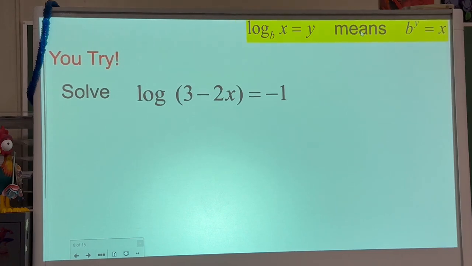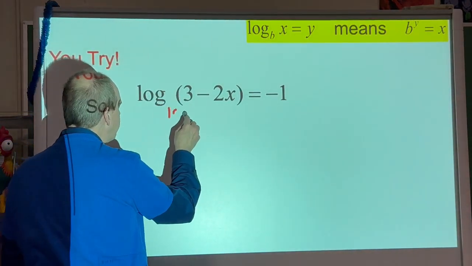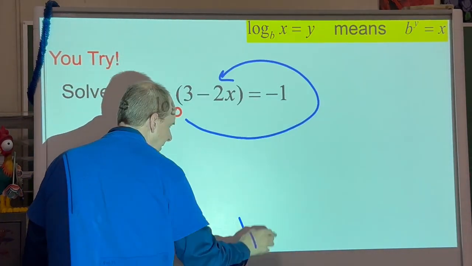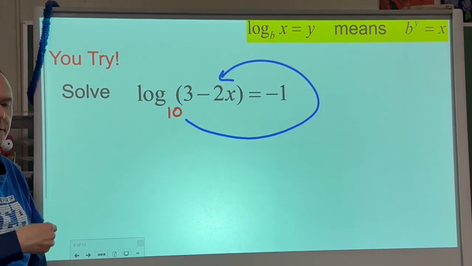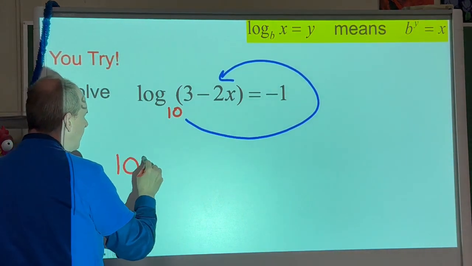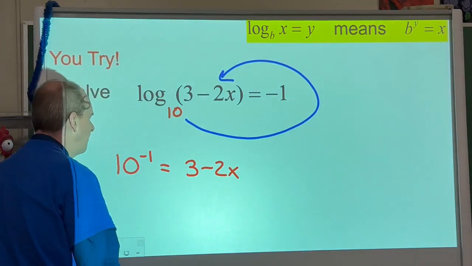You try. Find x. Fill in your common base here and use your loop to help set it up. Hit pause, come back in a minute, see if you got it right. Welcome back. 10 to the negative 1 equals 3 minus 2x.